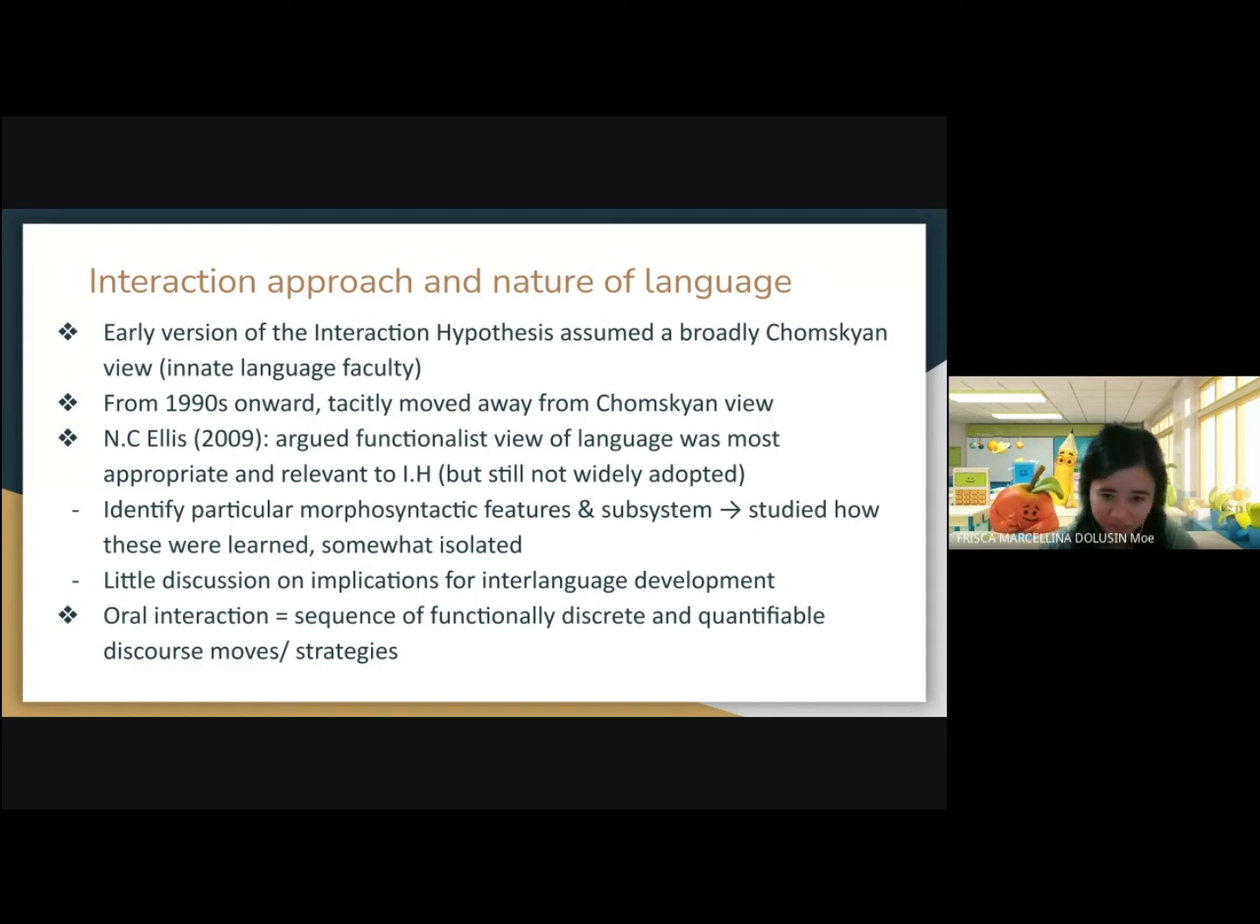Instead, they identify particular morphosyntactic features in subsystems. So they studied how these were learned, and it is somewhat isolated from the bigger picture. Also, there is little discussion of implications for interlanguage development. That is why the view of language is still not really clear yet. But they all agree that oral interaction is a sequence of functionally discrete and quantifiable discourse modes or strategies. Next.